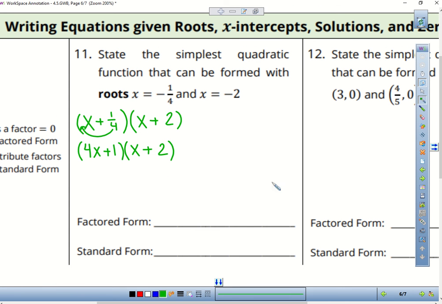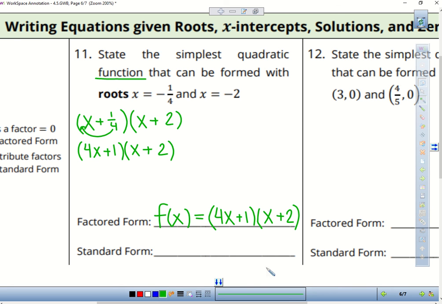So it says state the function, so we're going to use f of x is equal to, oops, I meant to say 4x plus 1 and x plus 2. So does everyone understand how we got that? Now we could go backwards to check our work. You can set each of these equal to 0 and make sure that it gives you those two answers. That's a way to kind of check your work.